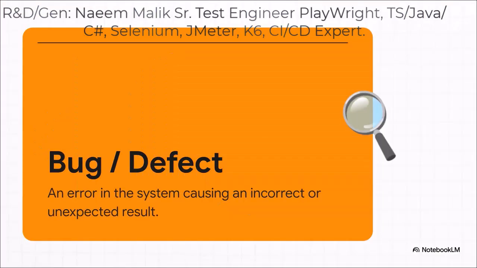First things first, what even is a bug? Well, a bug, or a defect, is really just any time the software produces a result that it's not supposed to. It's an error, a flaw, something's just not right.